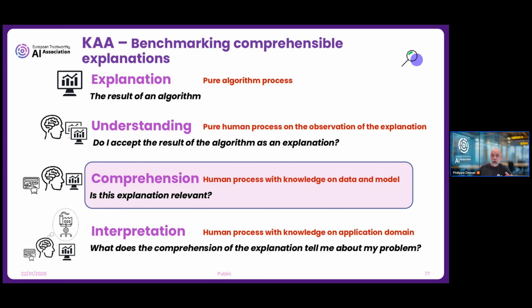Explanations are the results of an algorithm. It aims to provide a justification for the model decision, often in response to the requirement for transparency or regulation. Understanding is a human acceptance of these results as a correct explanation, not necessarily useful, just correct. Comprehension is the human process that considers explanations according to its knowledge of the data and the model. And interpretation is the last human process that considers its comprehension of the explanation according to its knowledge of the application domain.